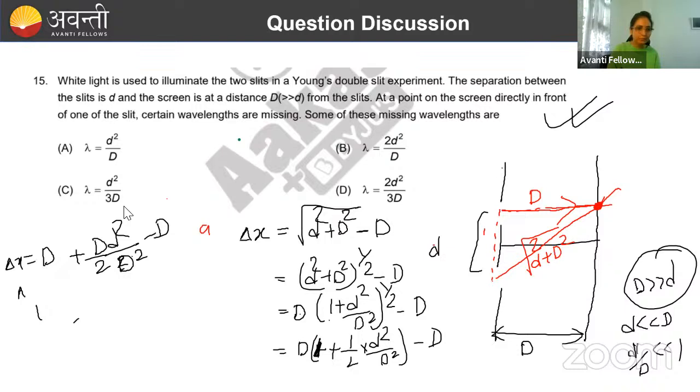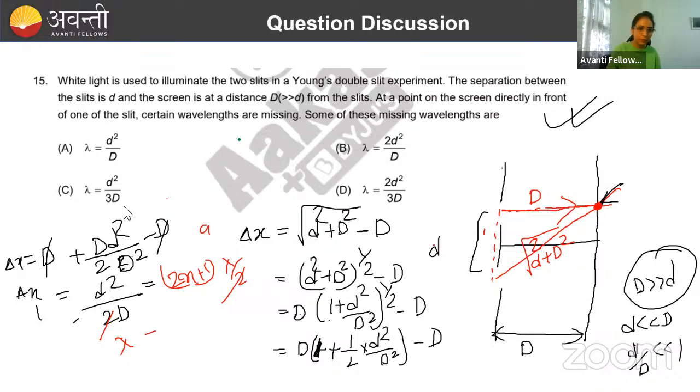So delta x will be equal to how much? It will be equal to d square by 2D. Done. And if this path difference is equal to, for whatever wavelength is missing here, for those wavelengths, this is the minima, right? So this must be equal to how much you will be writing? 2n plus 1 lambda by 2. Now which wavelengths will be missing? We can calculate that lambda from here. So 2 को आप cancel कर दो. What you will be writing here? Lambda will be equal to how much?